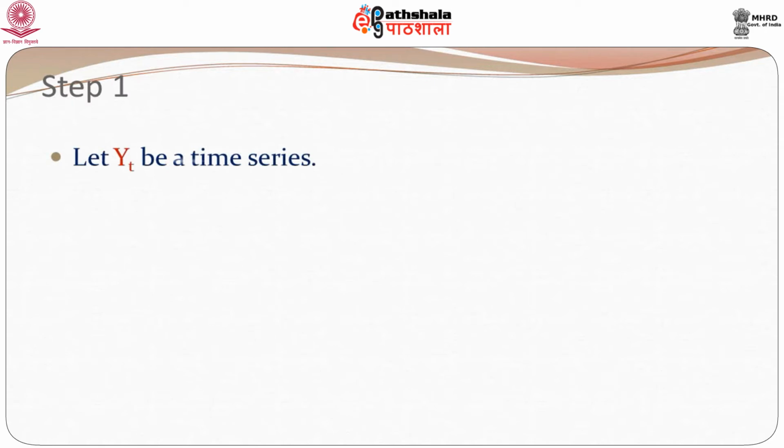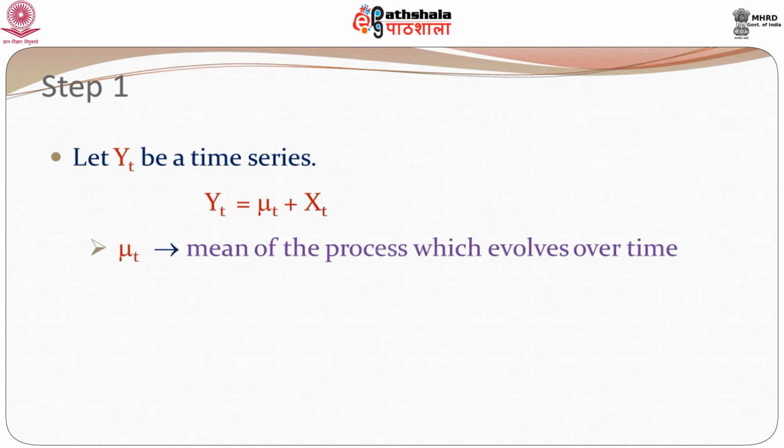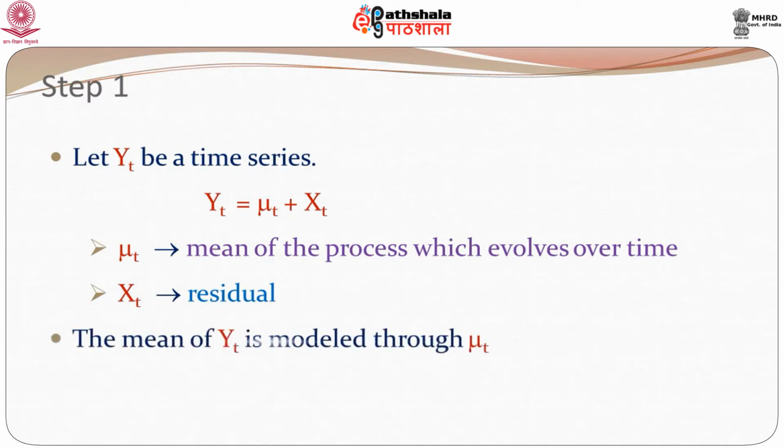So, we have a time series y_t. This is the original series that we have. We model y_t as mu_t plus x_t. In this, mu_t is the mean of the process which evolves over time. So, this part is generally not mean stationary, and x_t is the residuals. So, the smooth part of y_t is the mu_t part, and the deviations from this smooth part are the x_t values. These are the residuals.